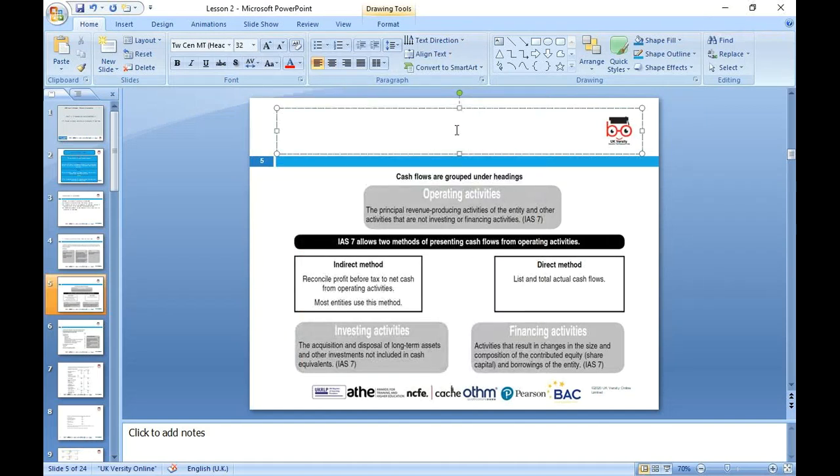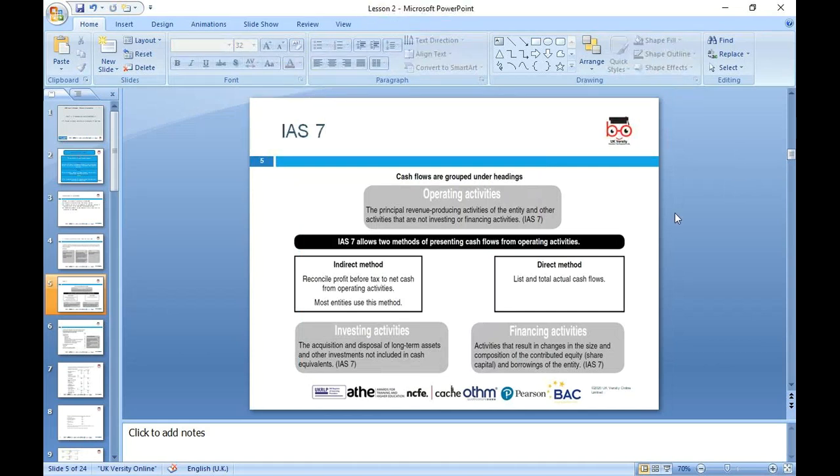IAS 7, International Accounting Standard 7, which is about the cash flow. We have three different types of activity: operating activity, investing activity, and financing. Operating is our normal business, our core business. Think about Morrison, Asda, or any other supermarket. The core business is to buy consumer goods and sell consumer goods. That's the core business. Think about Unilever's core business: consumer goods. So these are their operating activity.